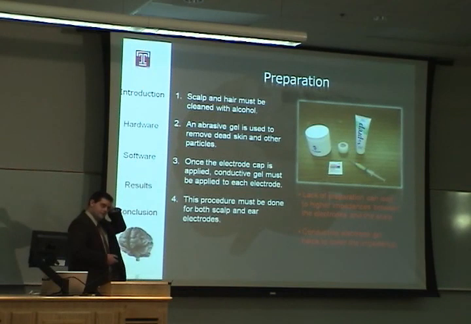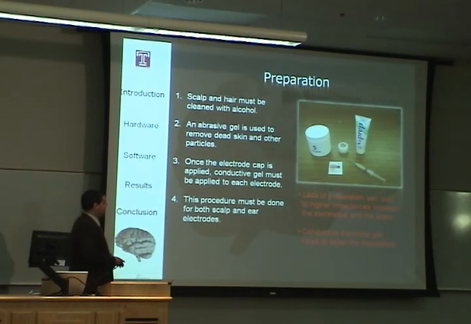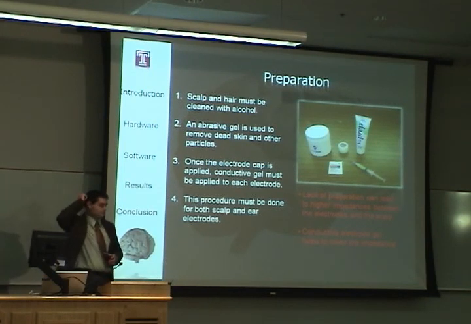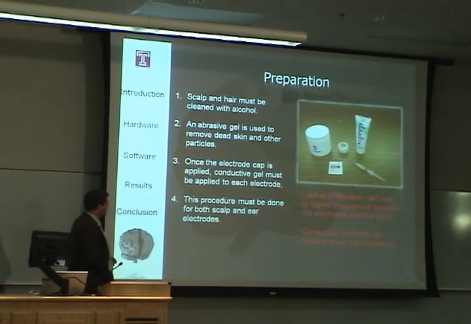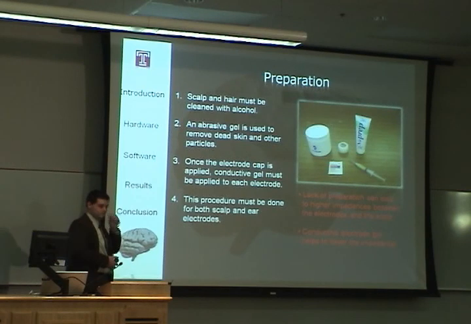First, we have to clean the surface of the head with alcohol, and this just helps remove any impurities that may be present. Second, as you can see right here, we have abrasive gel. This is good for removing dead skin or anything else that's accumulated on the surface of the ear or on hair. Once the cap is put on the head, we have to put gel into the cap, which is the conductor. Basically this helps lower the impedance of the electrode connection to the scalp. This has to be done for both the ear connection and the scalp connection.